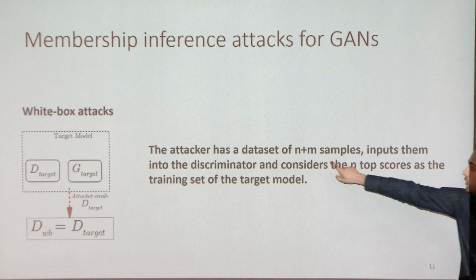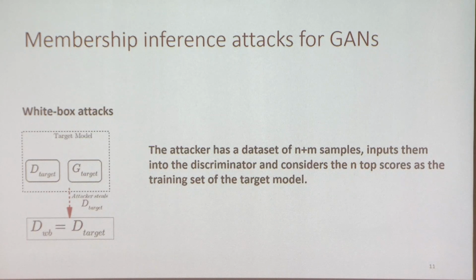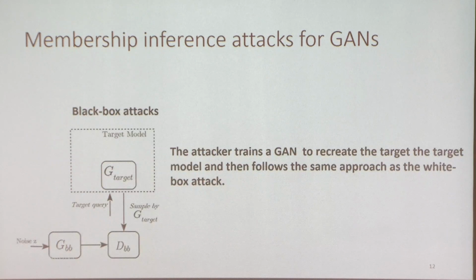So you get the likelihoods over all n plus m samples, you sort them, and then you choose the top n ones. And you say, okay, I believe these are the samples that were used in the training process of this GAN. Now this is a white box attack because you need the discriminator. Now you can think of a black box type attack.